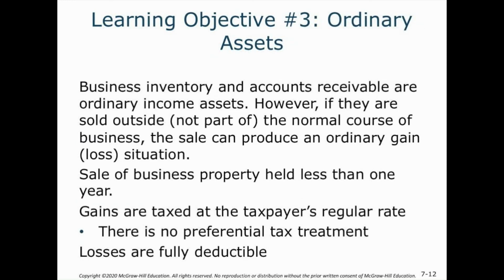Learning objective 3, ordinary assets. Now, if we have business inventory or accounts receivable, which are going to be ordinary income assets, but they're sold outside of the normal course of business, this can produce an ordinary gain or loss situation. Similarly, if we have sale of business property held less than a year, we could have an ordinary gain or loss situation. It's important to know why this is important, and it's because those gains are going to be taxed at a regular rate as opposed to a preferential tax rate, and the losses are going to be fully deductible.